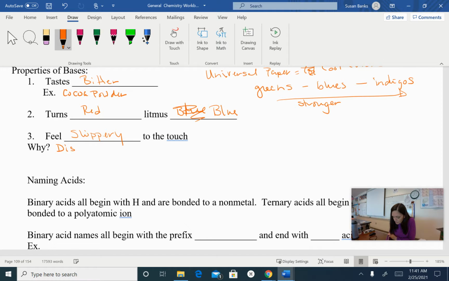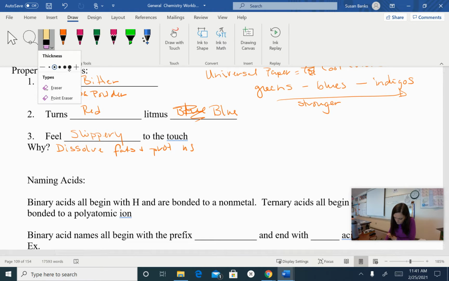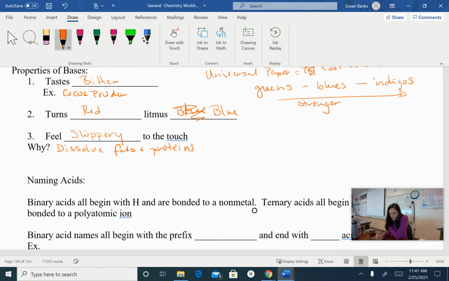It's able to dissolve fats and proteins. And I just spelled protein wrong. Come on, give me an eraser. Okay. It dissolves fat and proteins. So that slippery layer, it basically dissolves our skin. So that slippery layer is just our skin dissolving.